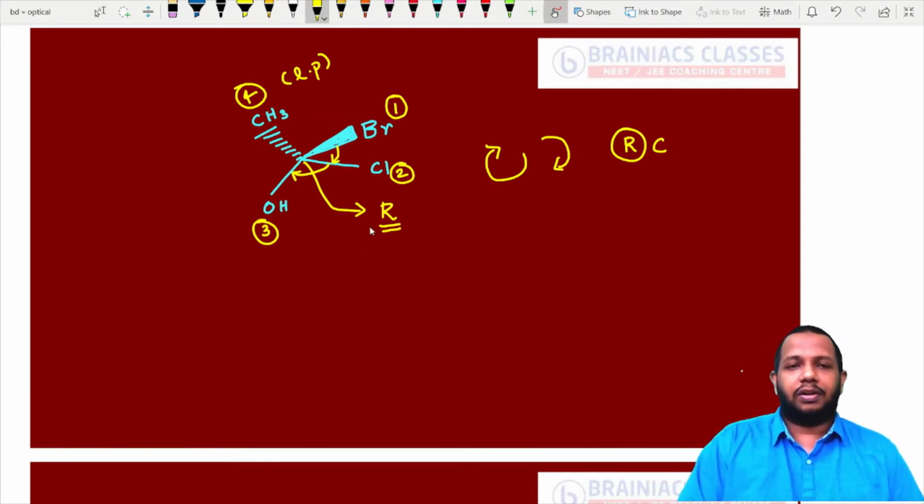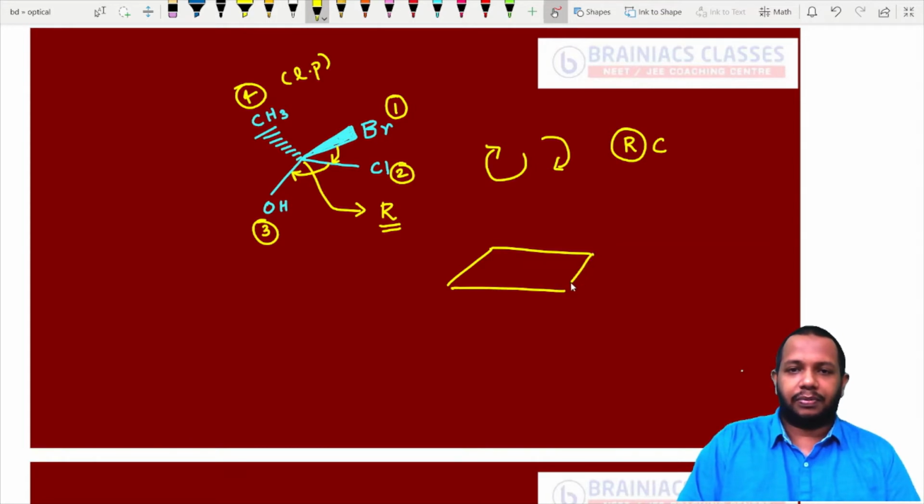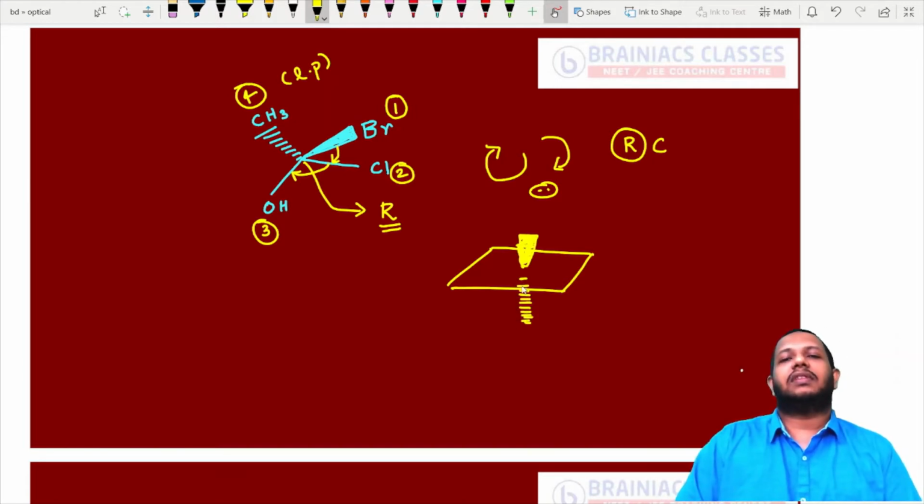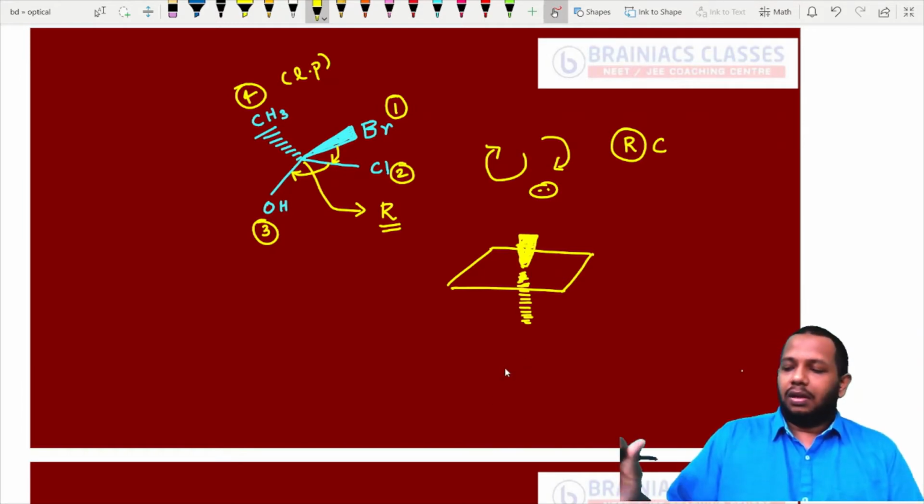So I have already told you, solid wedges here represent bonds that point out of the plane of the paper. You can think of this as the plane of the paper. Now the solid wedge actually represents that the group is pointing out of the plane of the paper, that means towards the viewer. If the person is looking like this, then the dash actually represents away from the viewer. This understanding is very important. I hope this is clear for you.